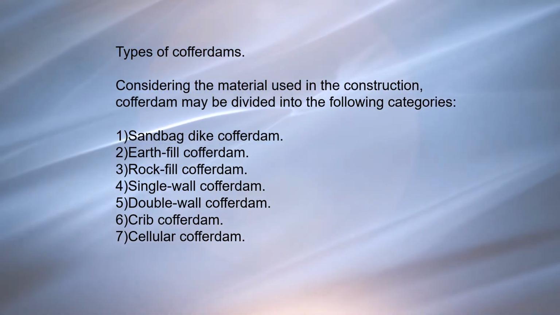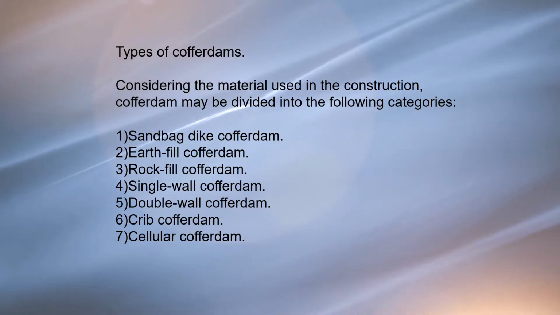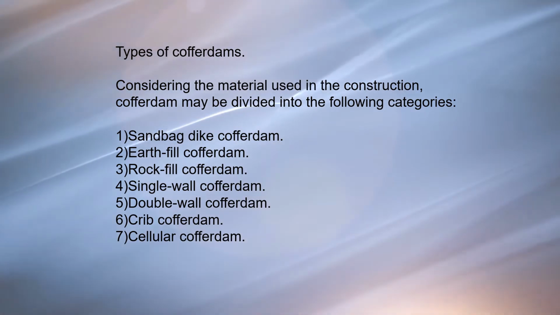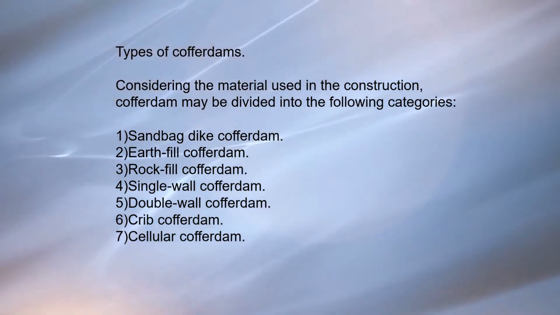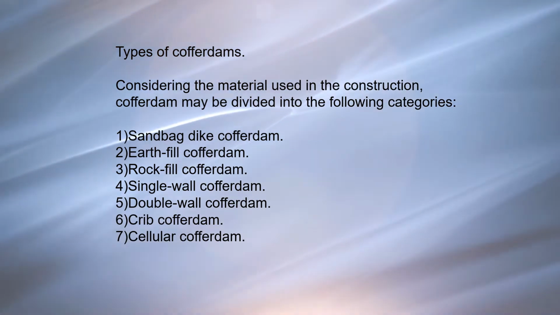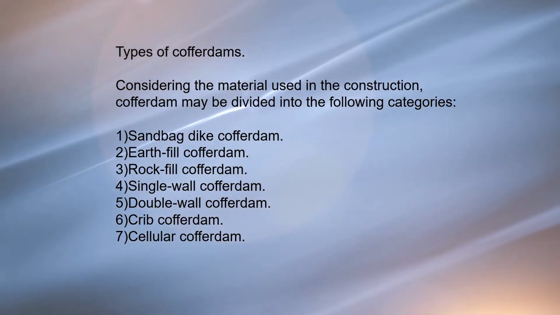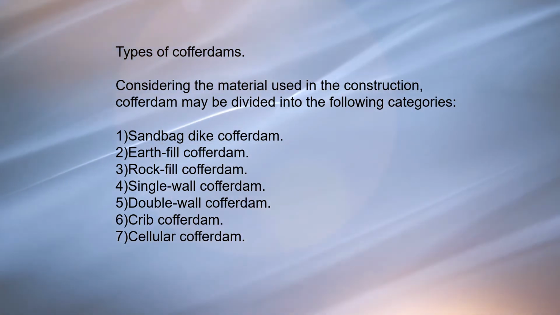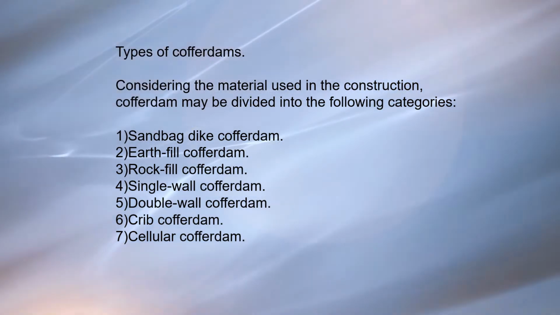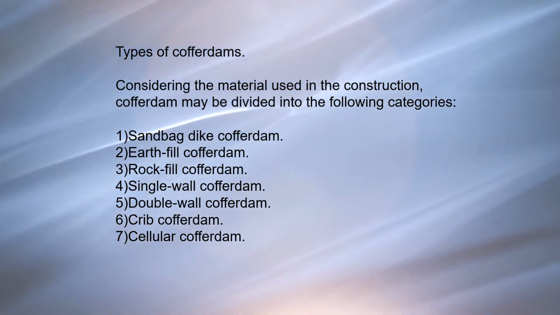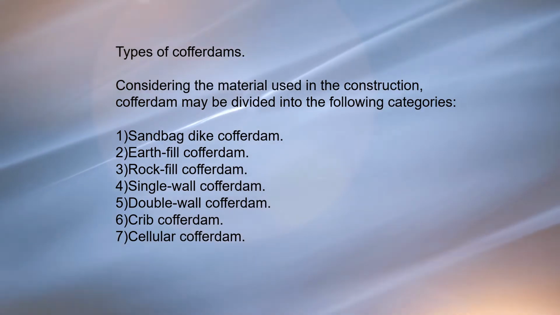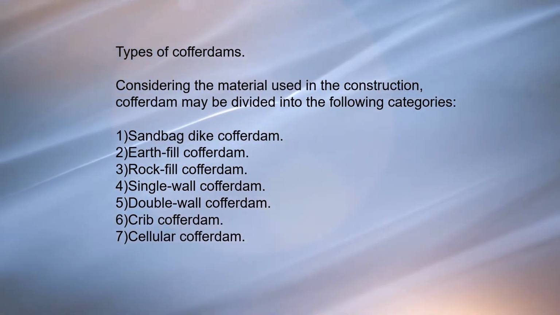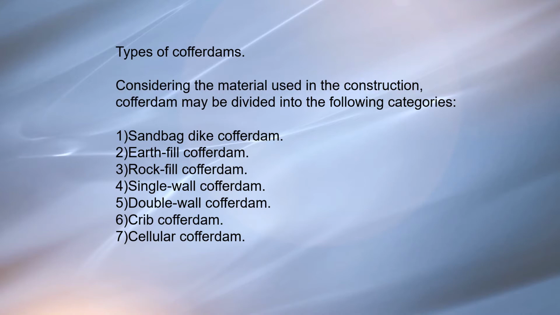There are several types of cofferdams. Considering the material used in the construction, cofferdams may be divided into the following categories. Number 1, sandbag dike cofferdam. Number 2, earth-fill cofferdam. Number 3, rock-fill cofferdam. Number 4, single-wall cofferdam. Number 5, double-wall cofferdam. Number 6, creep cofferdams. And number 7, cellular cofferdam.